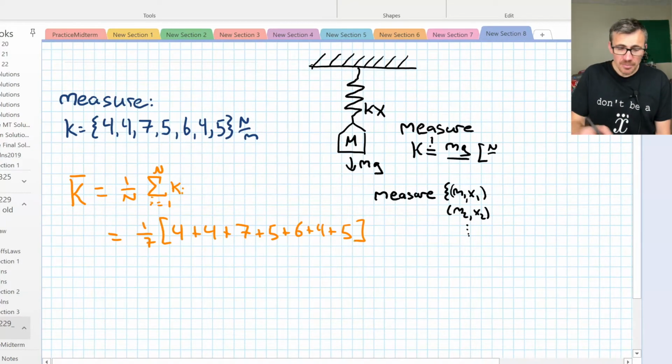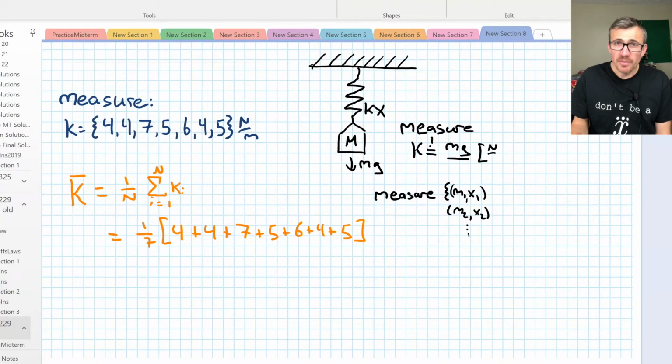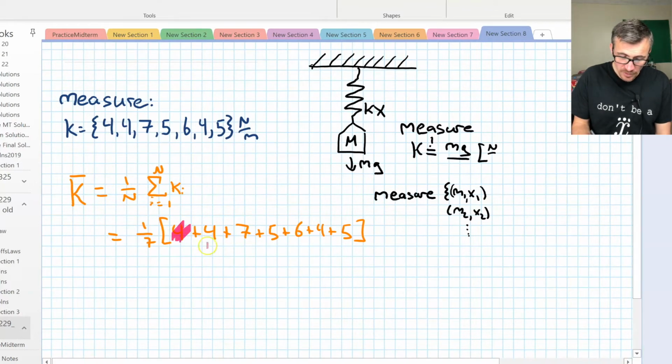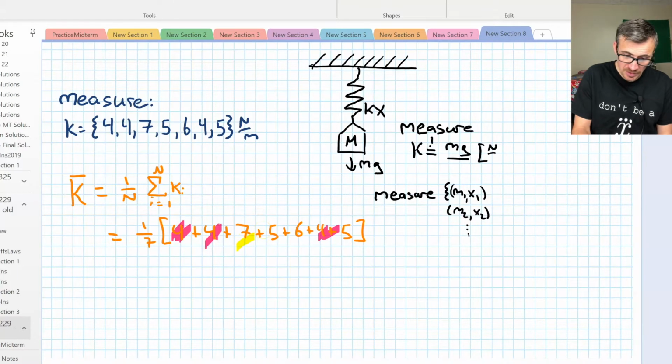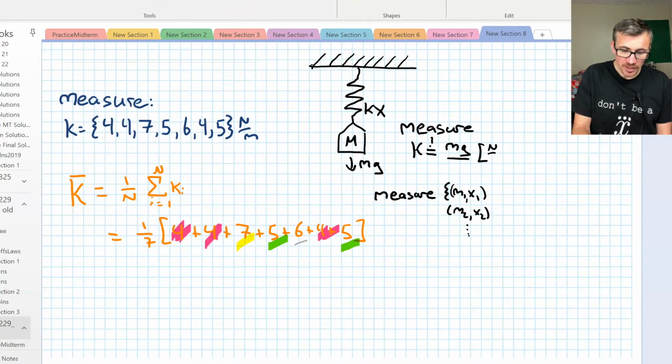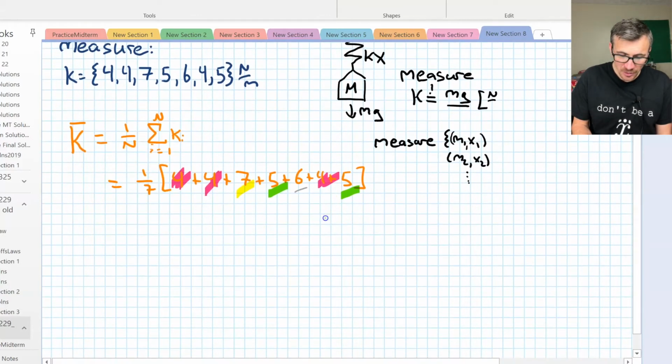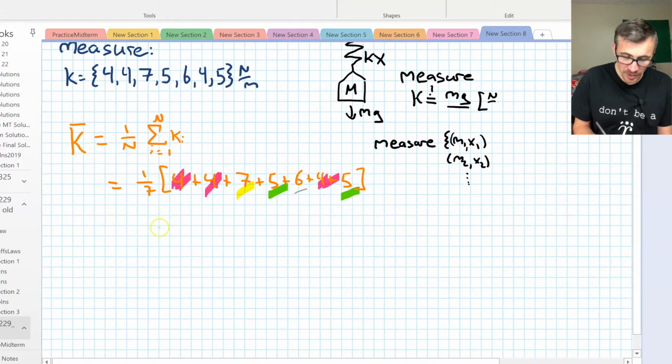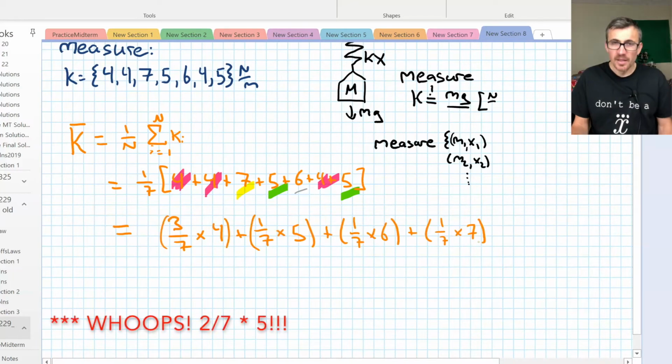Before we compute the sum, let's have a look at this. There are certain values that appear multiple times. For example, we had 4 appearing 3 times. We had 7 appearing once. 5 appeared twice. And 6 appeared once. So let's write this in a way that might seem initially contrived, but you'll see where we're going with this very quickly. So we can write this mean as follows. So we've just carried that 1 inside.